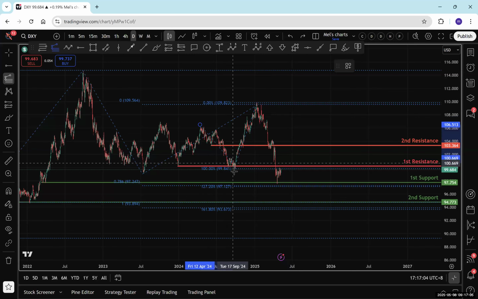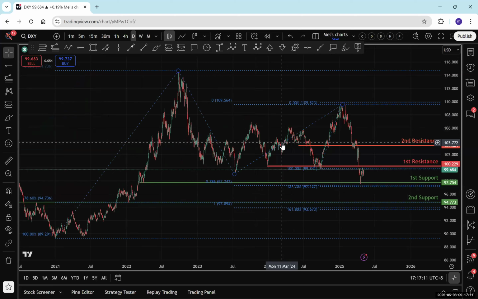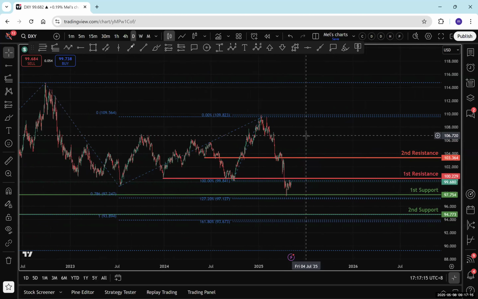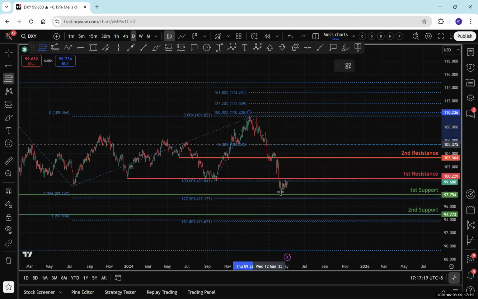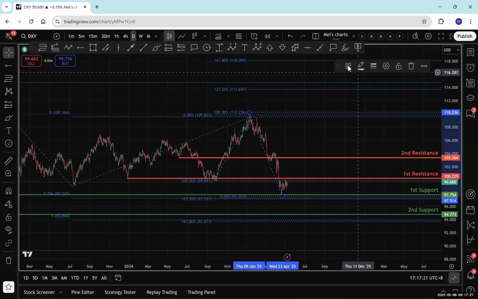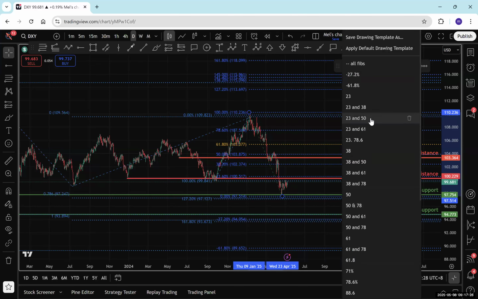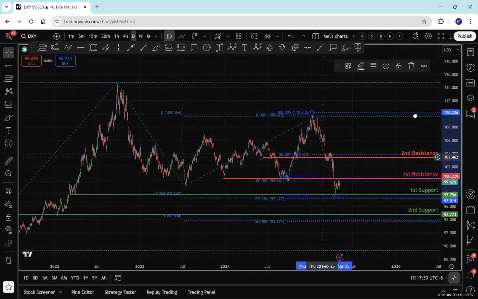I'm going in with another projection here just to see. Okay, no, so that's not valid anymore. I'm going in with a smaller retracement just from this swing high to the bottom. Okay, my 50% and that 23.6 both line up.